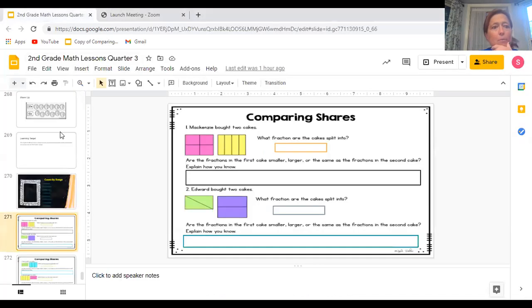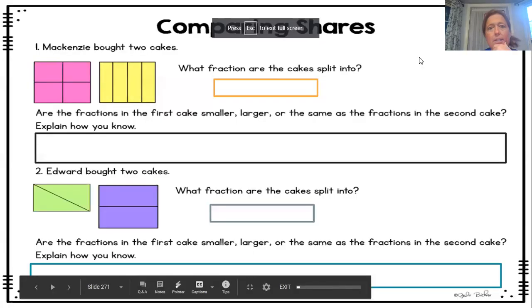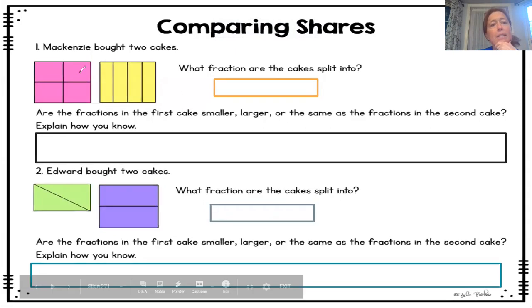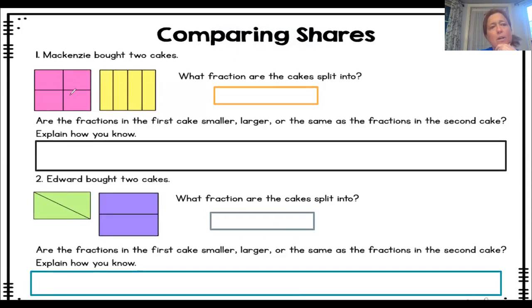All right, so today we are talking about comparing fractions. So we are comparing the same fraction on two different drawings. So let me grab my pen. All right, so Mackenzie bought 2 cakes. Here's 1, here's 2. What fraction are the cakes split into?